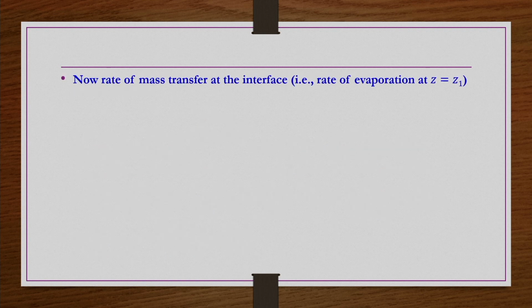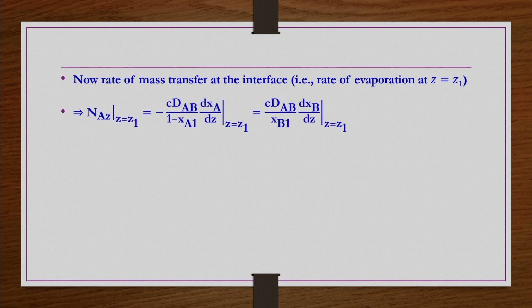So, now the rate of mass transfer at the interface, that is the rate of evaporation at z equals Z1, if you wanted to find out, that is NAZ at z equals Z1, is equals to minus C DAB divided by 1 minus XA, but now we are evaluating at z equals Z1, so this XA should be replaced by XA1, multiplied by dXA by dz. And this minus dXA by dz is nothing but plus dXB by dz, because it is a binary system where XA plus XB is equals to 1.